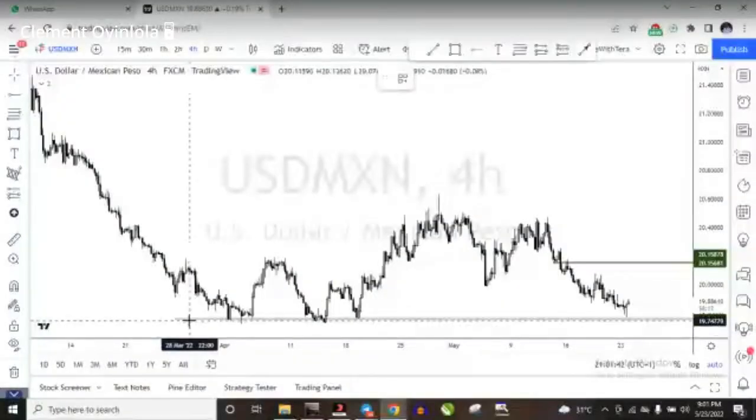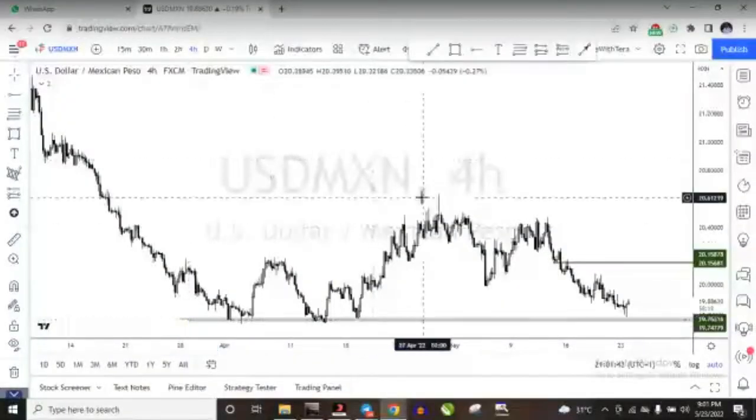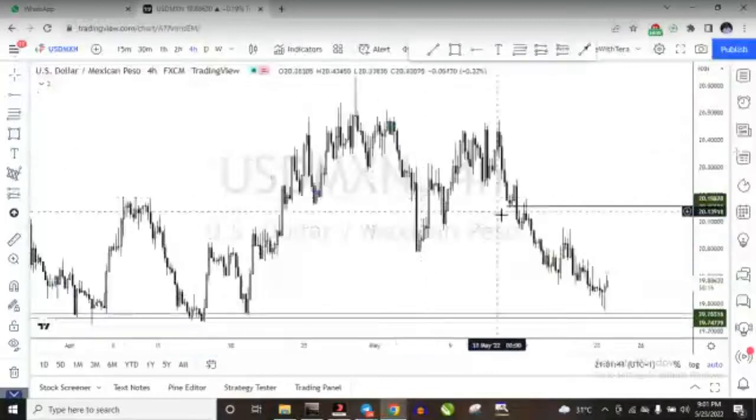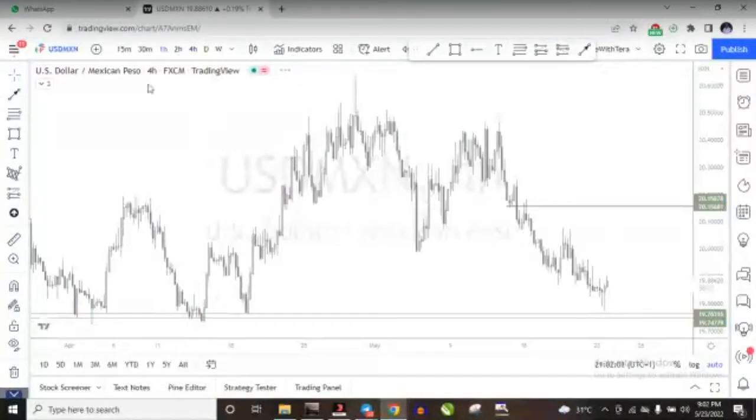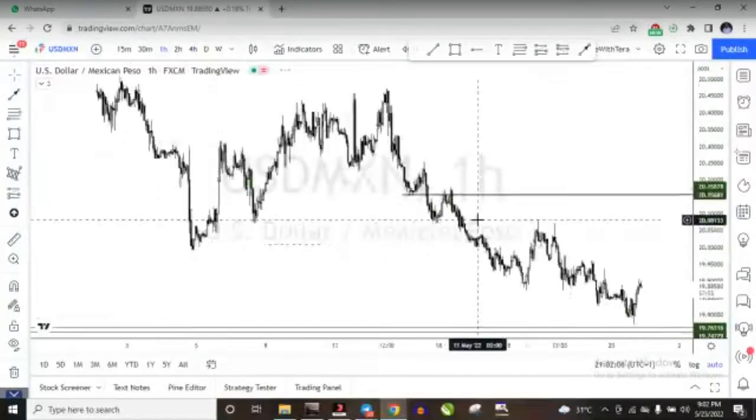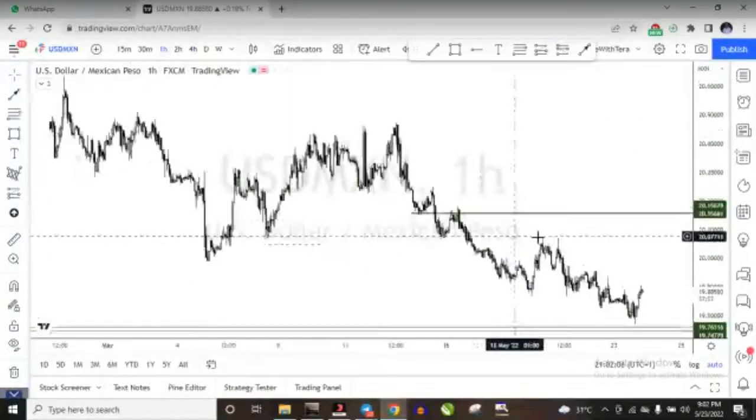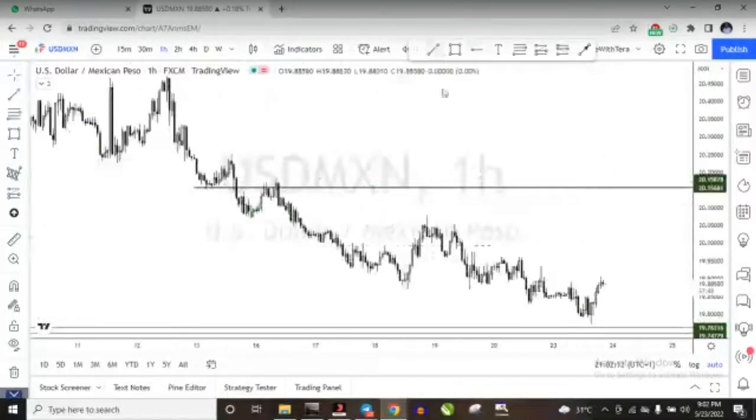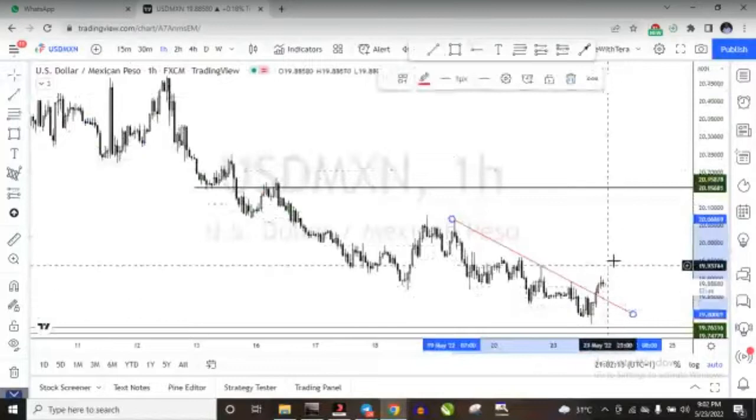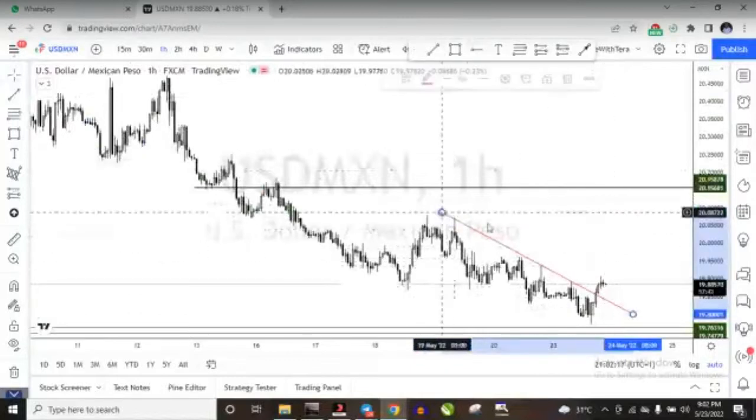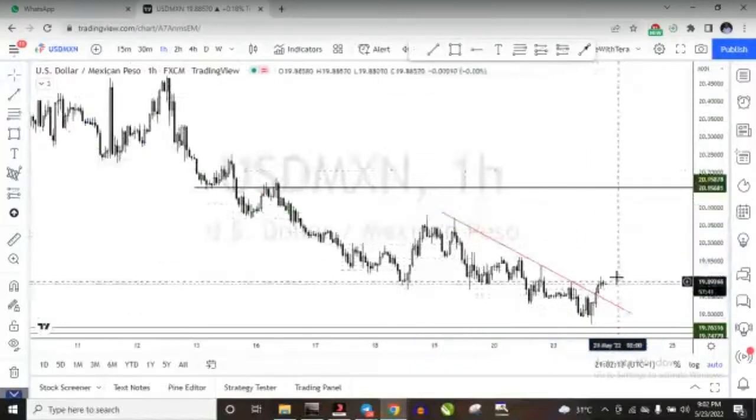Now, I feel USD Mexican will still buy, but we might see another spike to the low before we have a buy, right? If I check the 1 hour time frame, nothing really interesting is coming up apart from this right here.